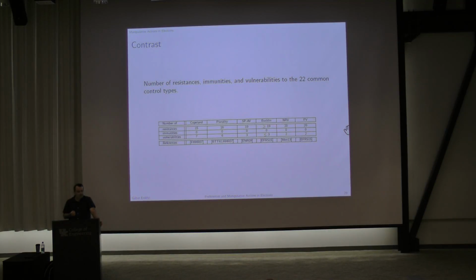Now, as you can imagine, if you use these options I just listed, you have different kinds of control problems. You can define the constructive and destructive control version. In the constructive version, you want to make someone win the election. In the destructive version, you want someone not to win the election. You end up at the end with 22 different types of control actions.